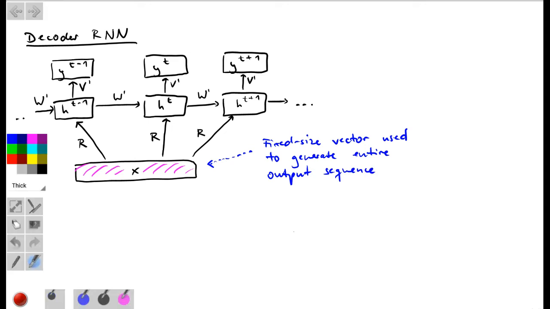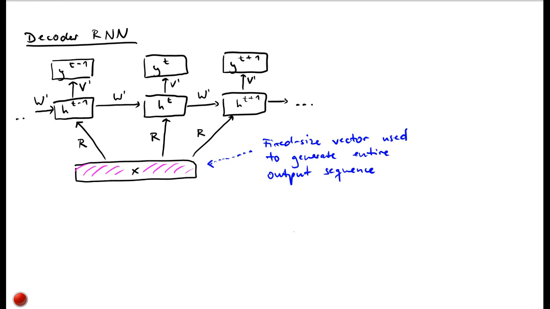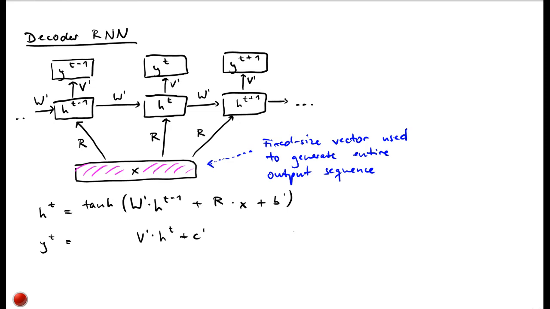Let me also give you the formulas for computing the values of h and also of y at every time step. So if you want to compute the hidden state at some time step t, then we again take the hidden vector of the previous time step multiplied with W prime. We also take our input, which is multiplied with R, and then we also have some bias here called b prime. And as usual, all of this goes through some activation function, for example, tanh. And then to compute the output, we now look at the hidden state at a time step t, multiplied with this matrix V prime, and also add some bias, c prime.